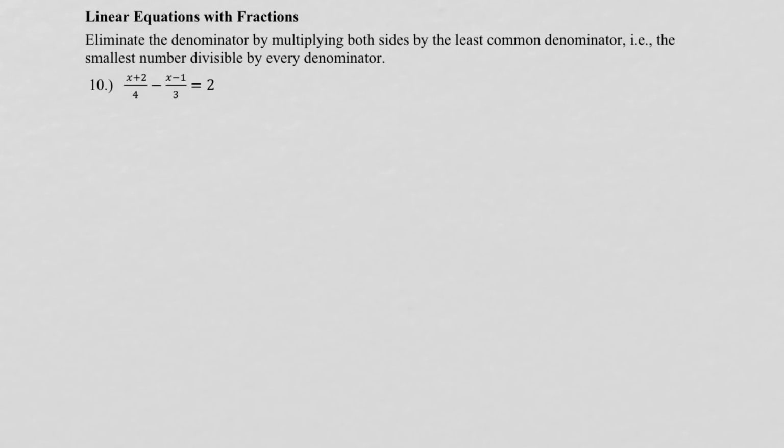All right, here we have linear equations with fractions. It says eliminate the denominator by multiplying both sides by the least common denominator, which is the smallest number divisible by every denominator. Okay, so this is the least common denominator, or I like to call it the least common multiple. So the least common multiple of 4 and 3. Let me go ahead and rewrite this so you guys can see it a little bit better and have more room.